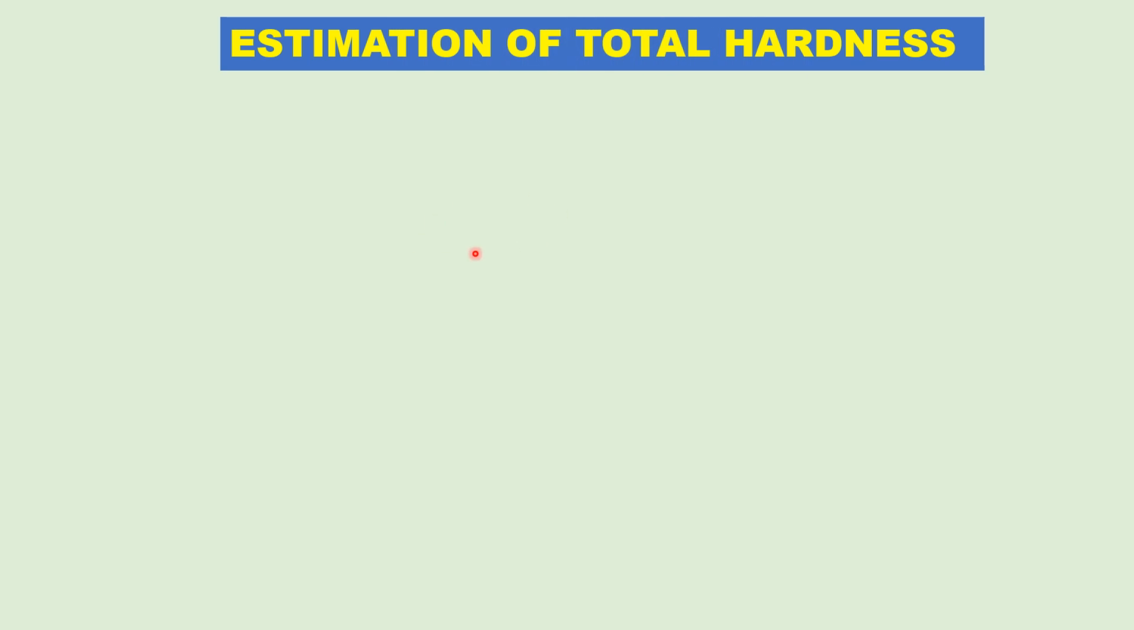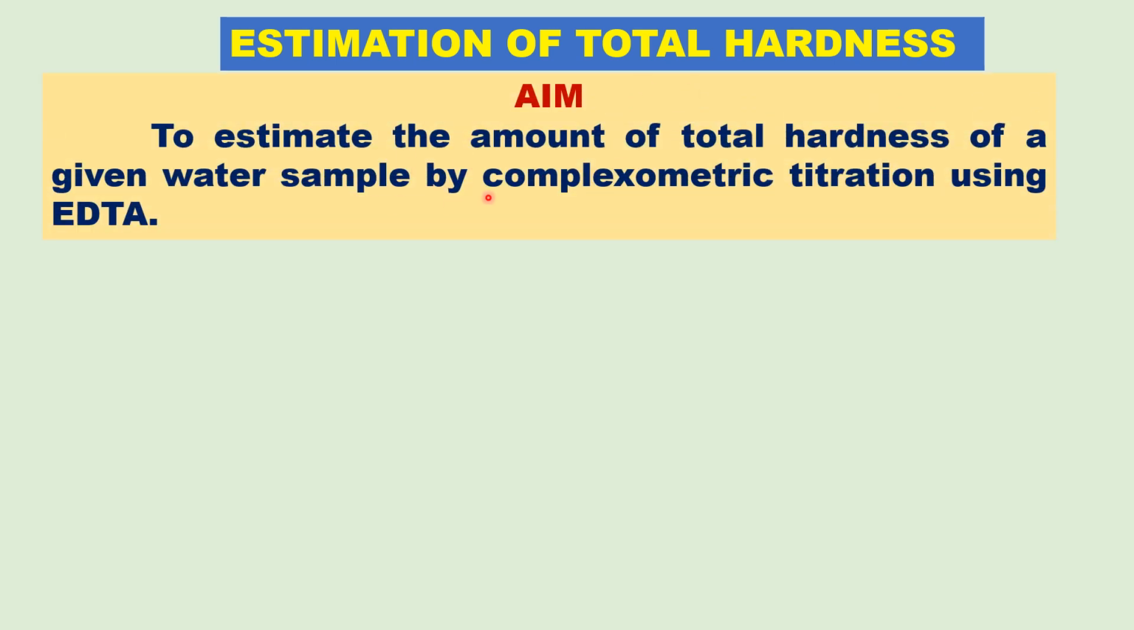So in the previous slide, we have seen the principle of complexometric titration. Now let us see an example of how the total hardness in a water sample is determined, and also how it is calculated. That is very important. What is the aim? To estimate the total hardness of a given water sample by EDTA titration.